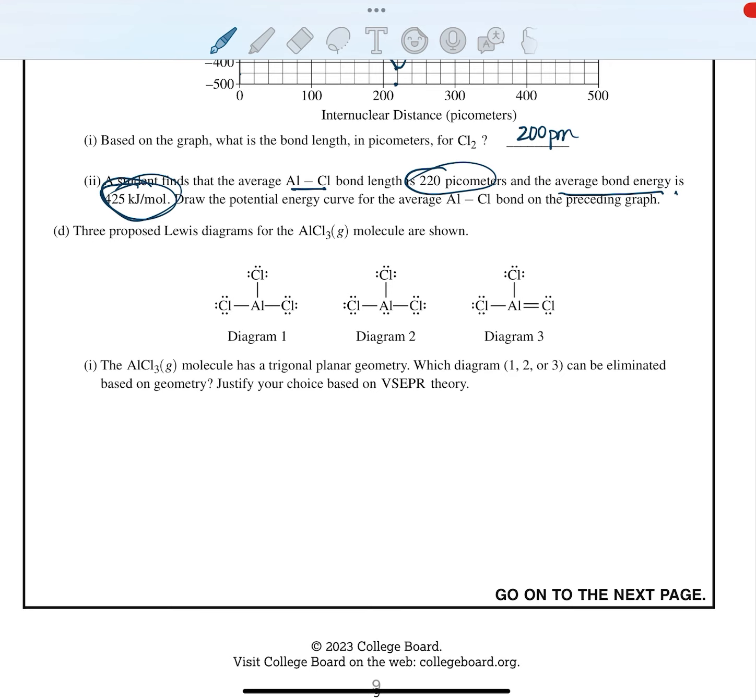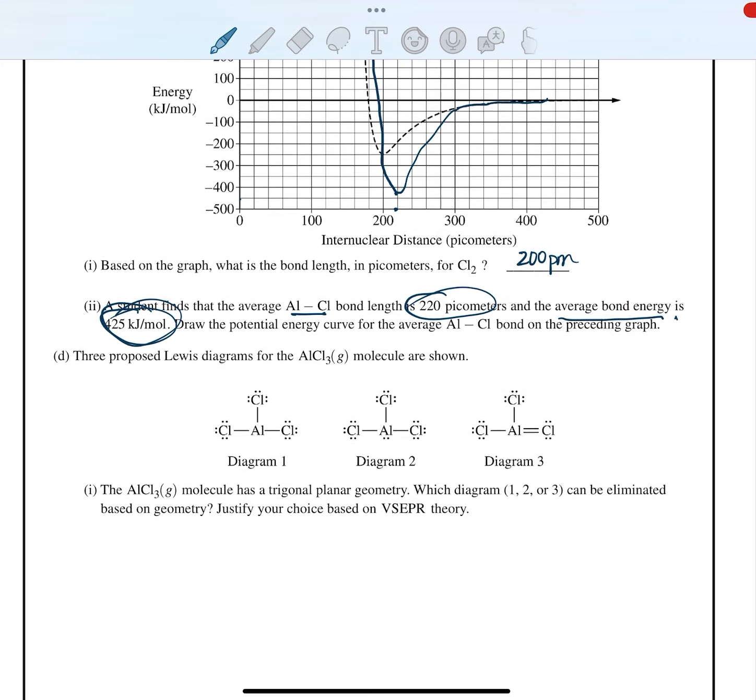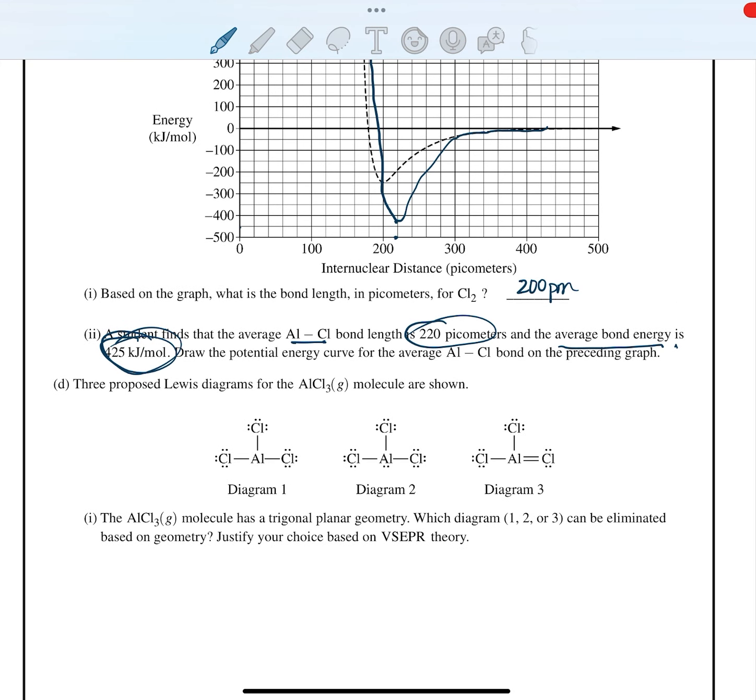So I like to approach VSEPR theory by using these generic formulas. I'm not sure if you guys have seen them in your classes, but for example, when I have something like this, AX3, this is going to be trigonal planar. What this generic formula means is I have a central atom A bonded to 3 other atoms, X, and there are no lone electrons on the A. So then all of the bonds spread out evenly.